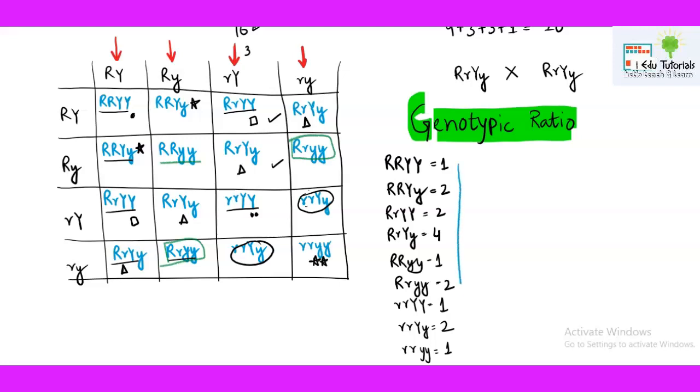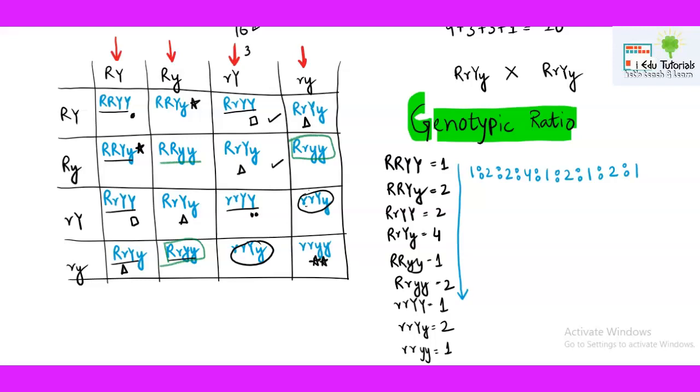Now the way we have written, simply we have to write in the ratio form. So it will be 1 ratio 2 ratio 2 ratio 4 ratio 1 ratio 2 ratio 1 ratio 2 ratio 1. So this is the genotypic ratio of a dihybrid cross, right?